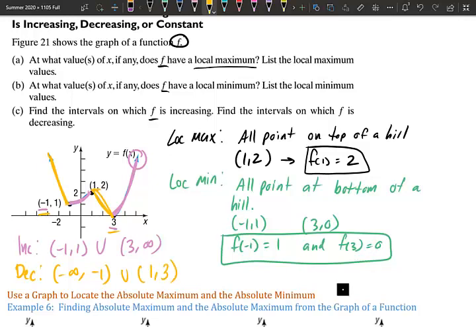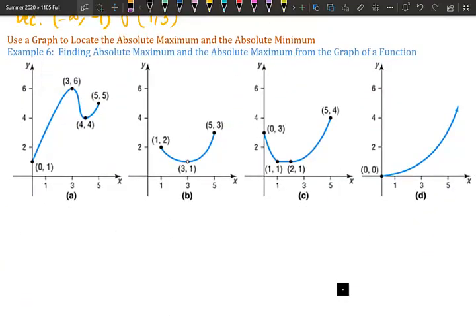So for local max, local minimum, you can have a bunch of answers. For absolute max and absolute minimum, you really only have one answer. It's only one answer because absolute means the biggest, the most, the least. So let's find our absolute maximum. So it's the highest point.